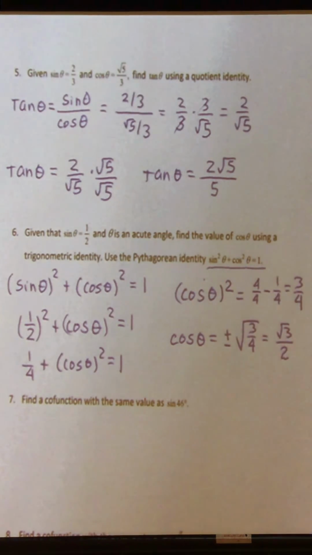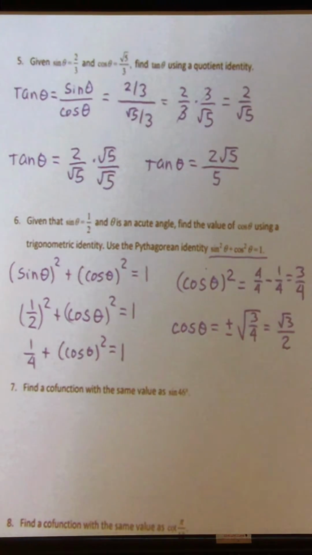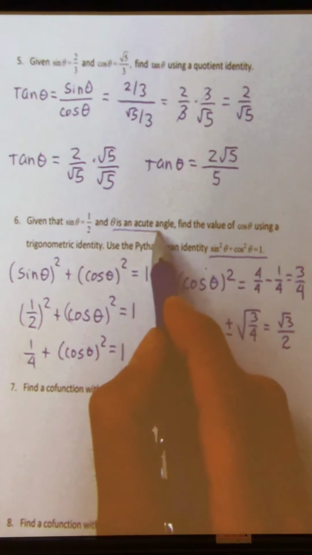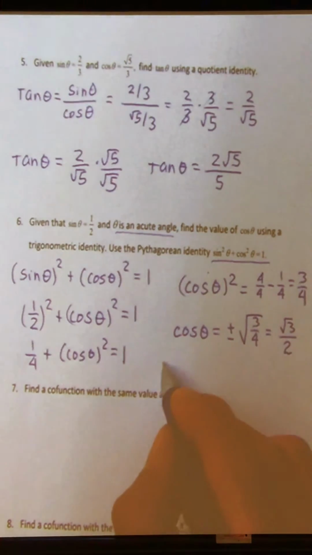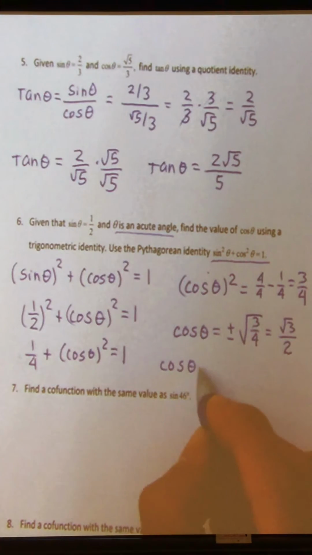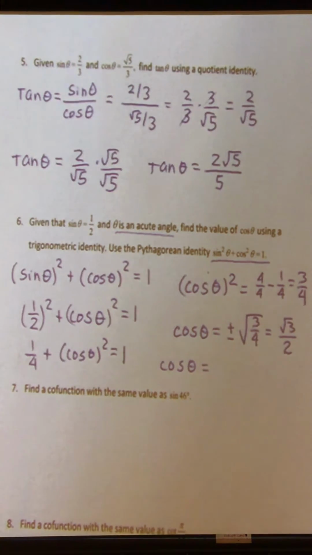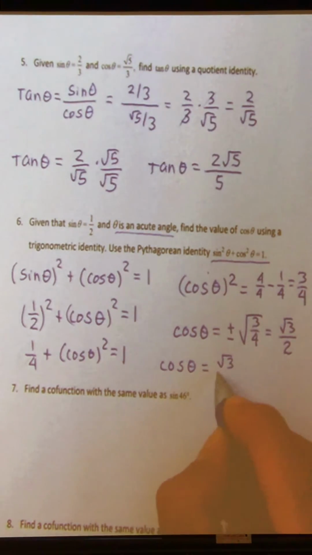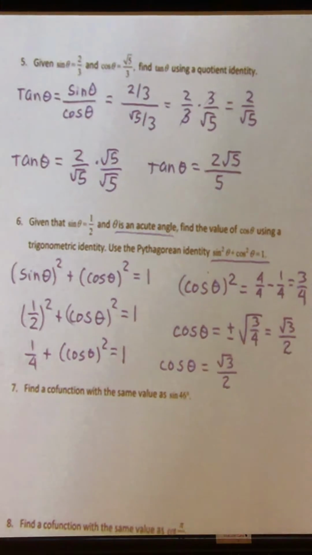Now, which answer do we take, the positive or the negative? Since the angle given is an acute angle less than 90 degrees, that means we are in quadrant 1, and the values of all the 6 trig functions are always positive there. So we choose the positive answer of root 3 over 2.